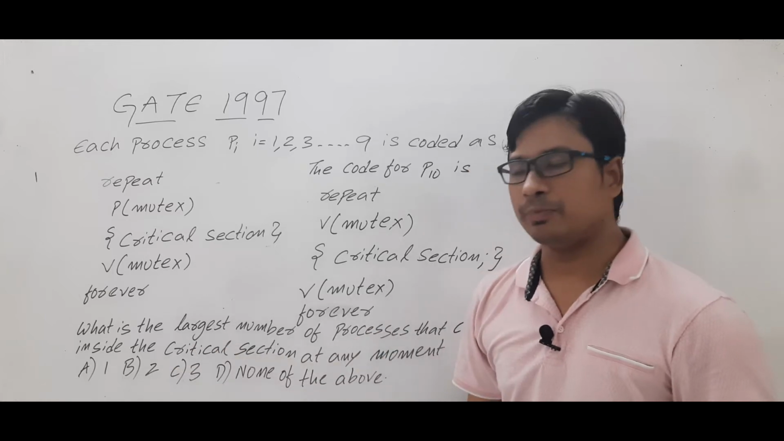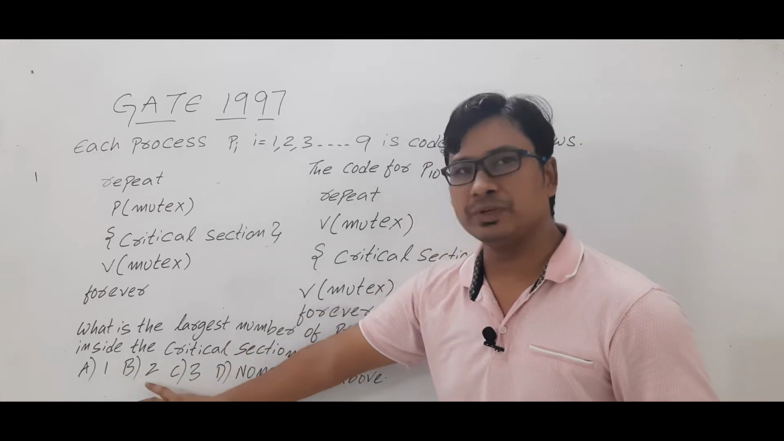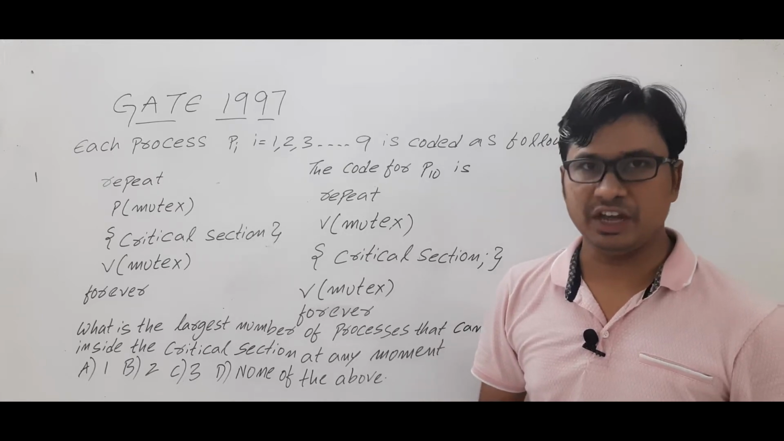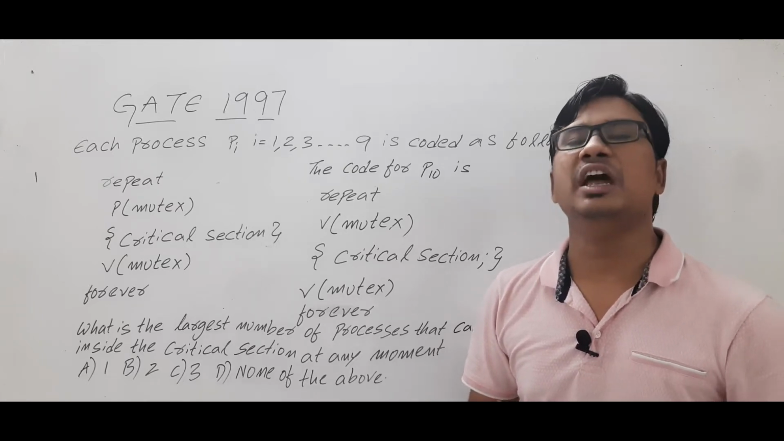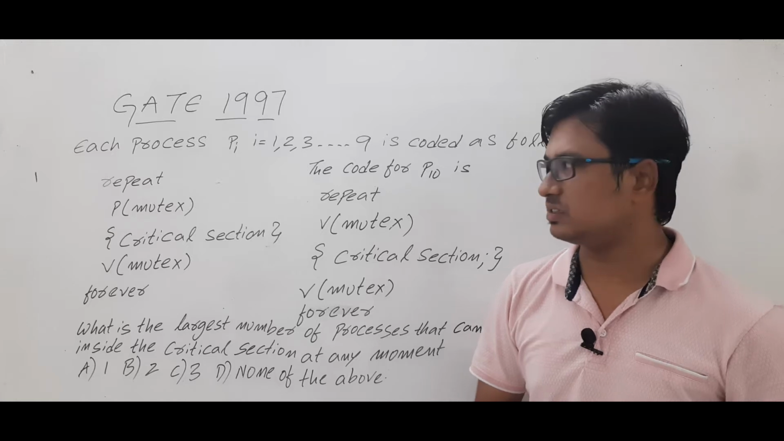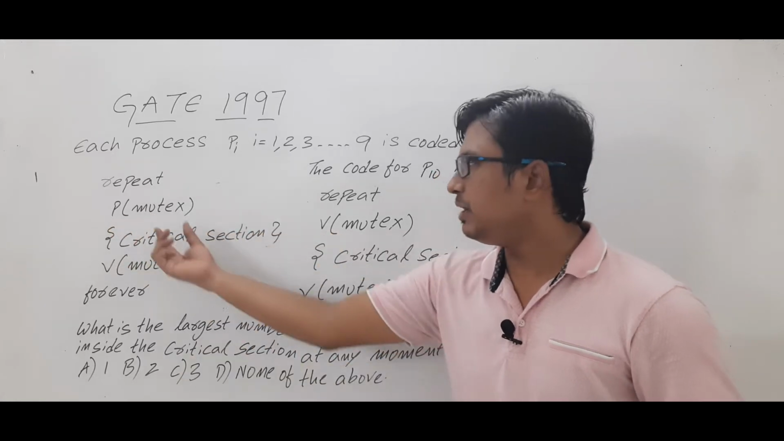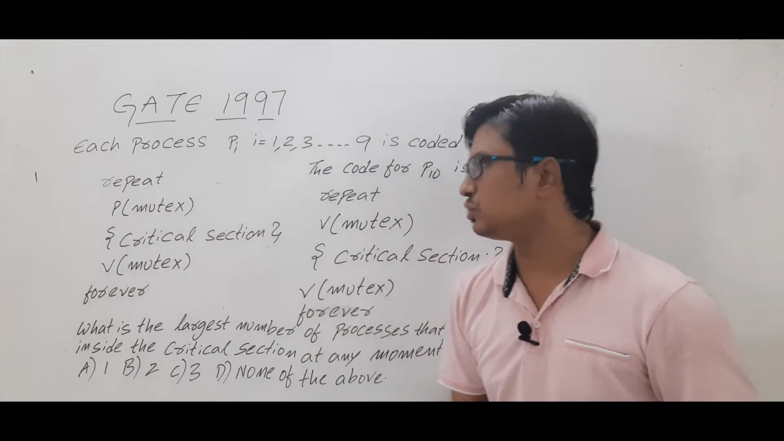They have given 4 options. Option A is 1, option B is 2, option C is 3, option D is none of the above. We need to solve the question and find out what the right answer is. If you look, they have given P(mutex). Maybe you don't know what these two things are.